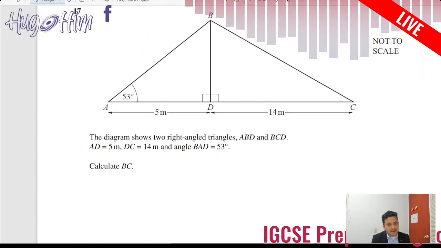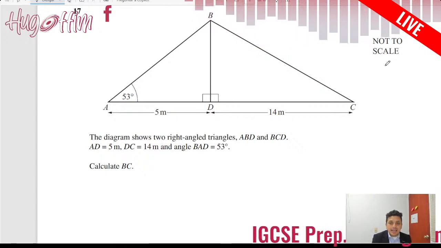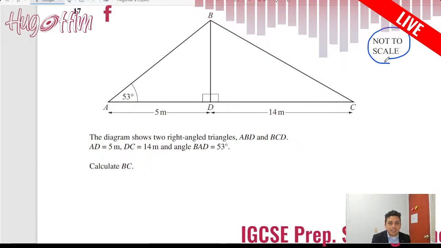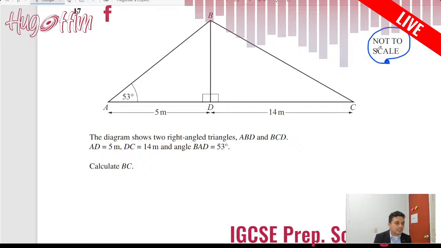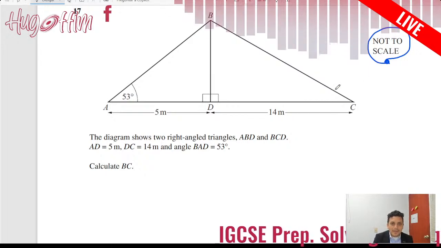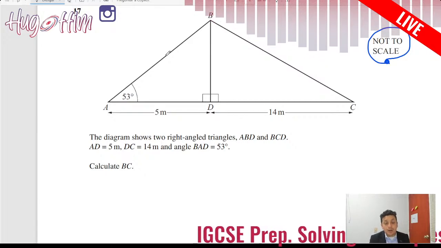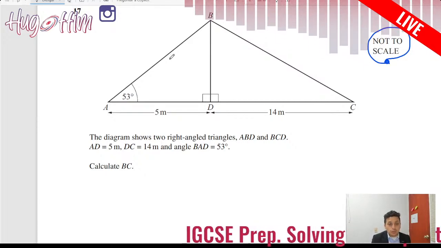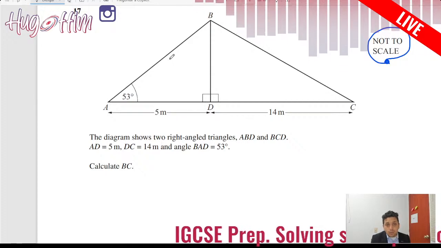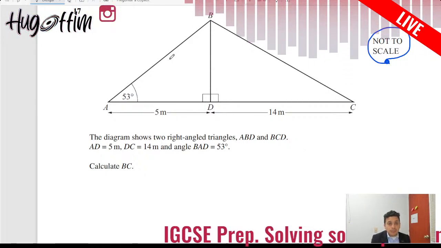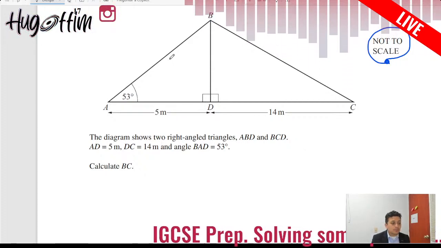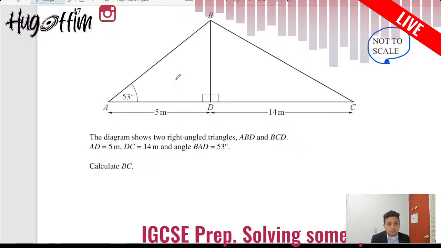Okay, this is the diagram, not to scale. In IGCSE, it's usual that you get these diagrams when it says not to scale. When it says not to scale, it means don't pay attention to the measurements, don't use your ruler, don't use your protractor, because they don't want you to use a protractor or ruler. They want you to use trigonometry or geometry theorems or whatever you can do to solve this type of problem.